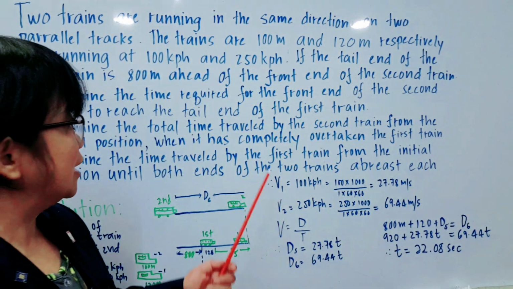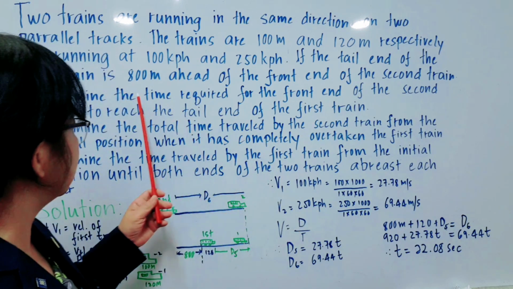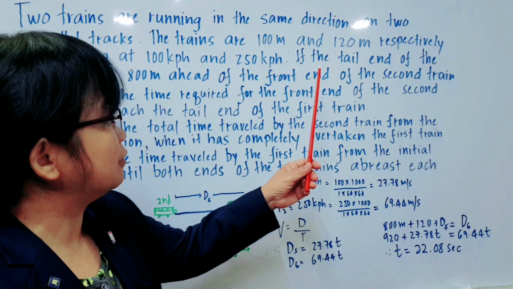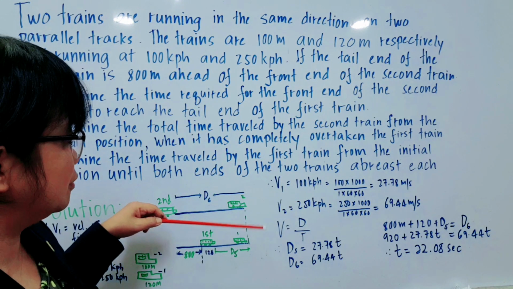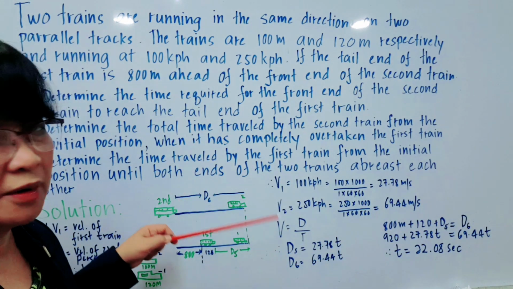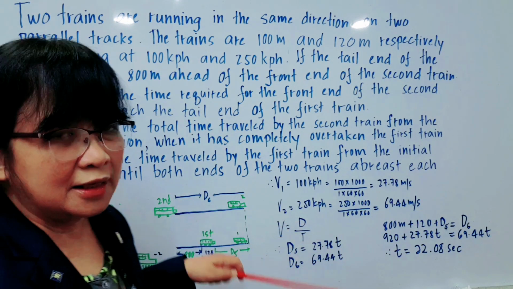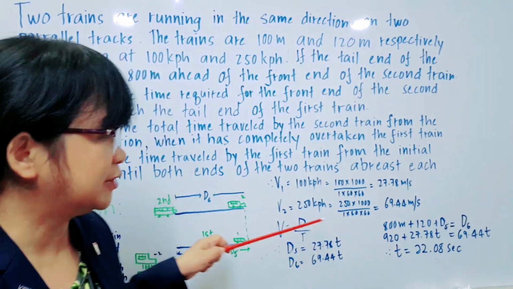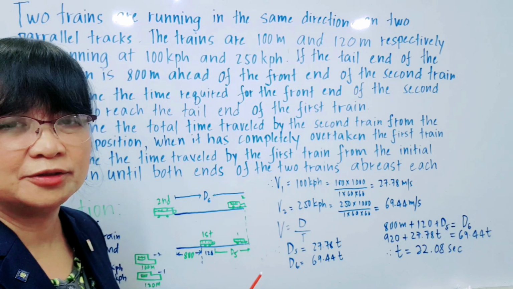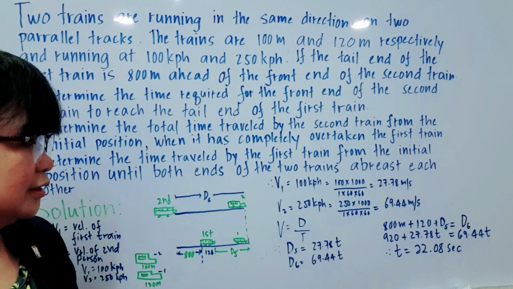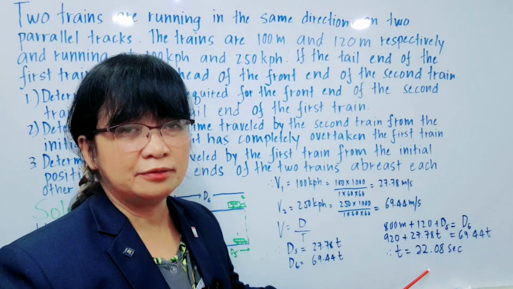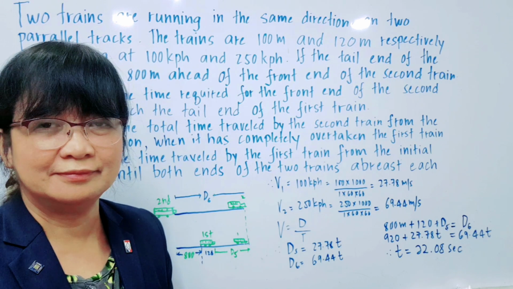So dito, nag-solve tayo ng 3 problems, pero ang velocity nila is the same kasi pareho lang naman ang takbo nila. Yun lang, nagkaiba-iba ang posisyon nila dito sa problem na to, kaya nagkaiba-iba ang distance nila. Pero ang velocity, the same pa rin ang ginagamit natin sa train 1 at saka train 2. Therefore, the answer for the third question is 22.08 seconds.